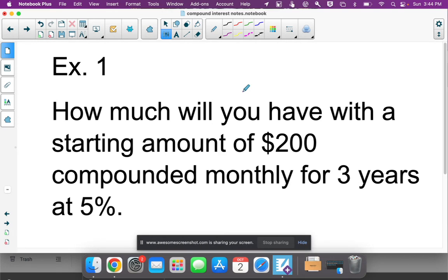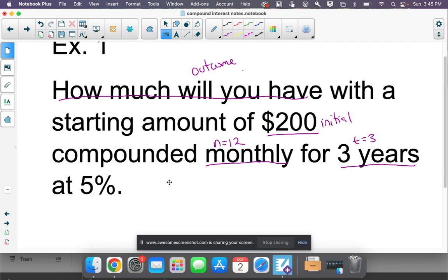Okay, and it's a lot like growth and decay. You're going to substitute in the pieces that you know. Okay, so how much will you have? All right, so that is our outcome. That's what we're looking for. Okay, starting amount of 200. Compounded monthly, that means N is 12 for 3 years. So T is 3, there's your time, at 5%. Okay, so we're going to plug it in exactly the way the formula shows.